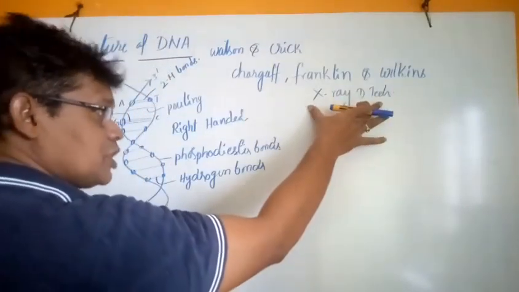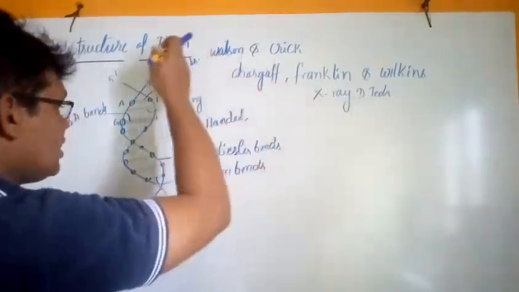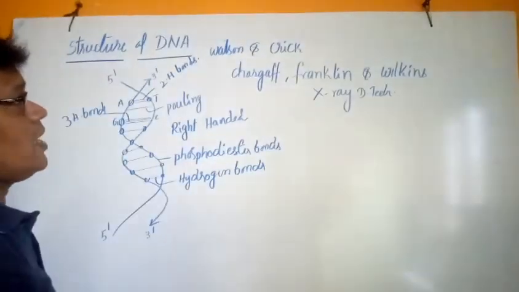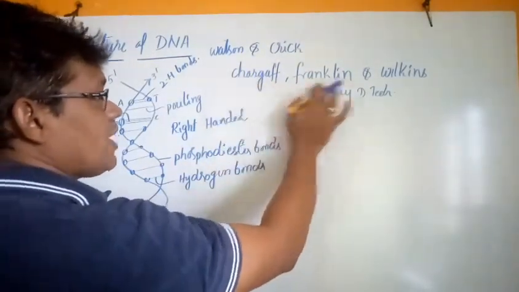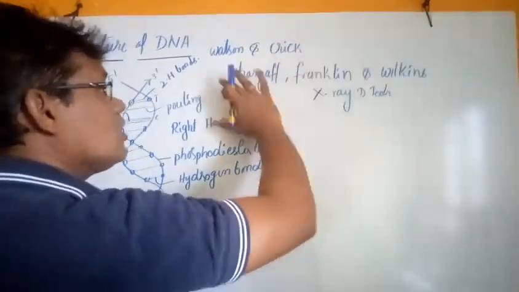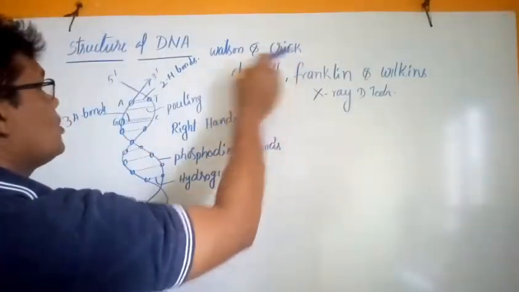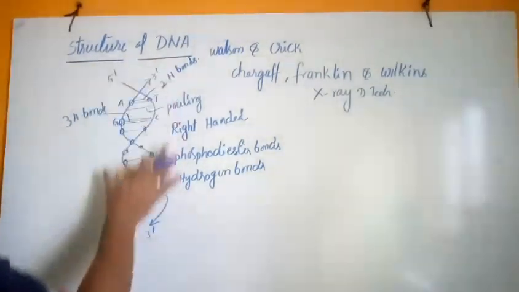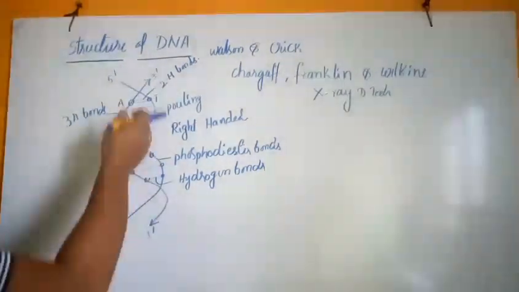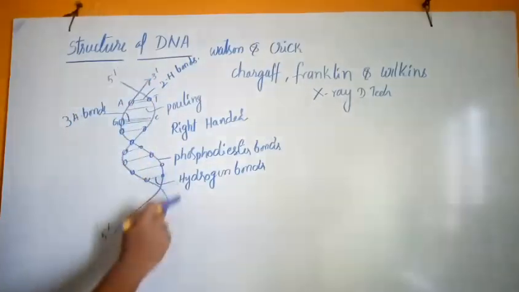According to the X-ray diffraction technique, the DNA molecule is generally a double helical model. It is a long strand. This technique was used by Chargaff, Franklin and Wilkins. Based on this technique, Watson and Crick proposed the double helical model of the DNA molecule. Generally, the double helical model of the DNA molecule consists of two polynucleotide strands.